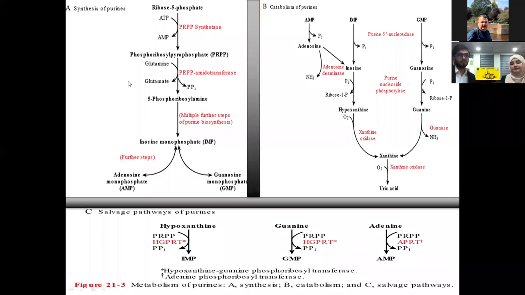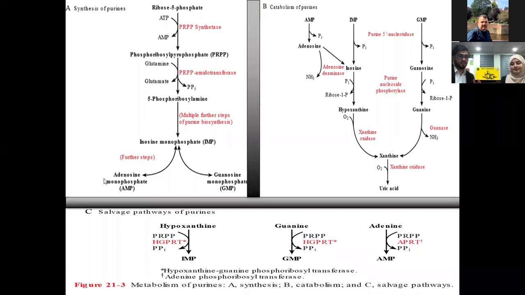And another point: in case of metabolic overproduction of purines, if we look at this enzyme, PRPP amidotransferase, which is also involved in the synthesis of purines, when there is increased activity of the PRPP amidotransferase enzyme, there will be increased synthesis of purines, which will eventually lead to hyperuricemia.